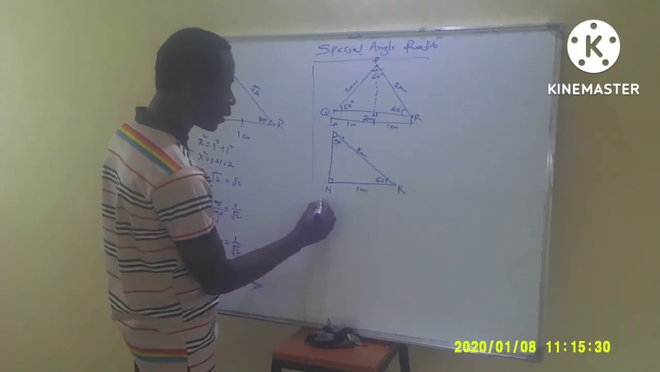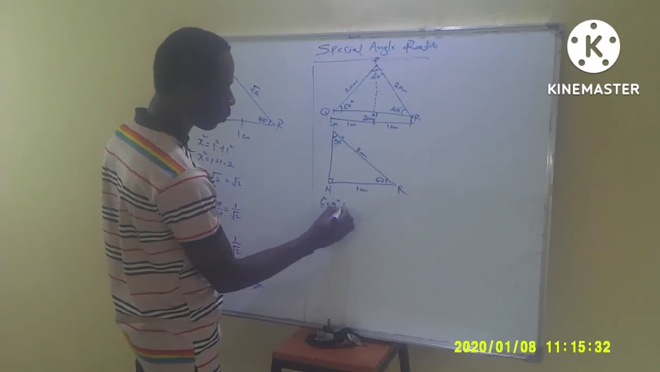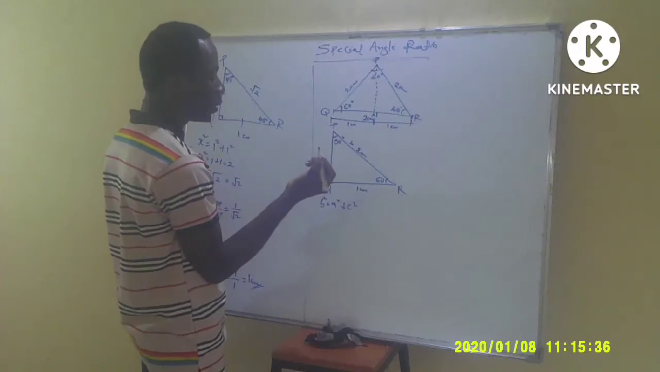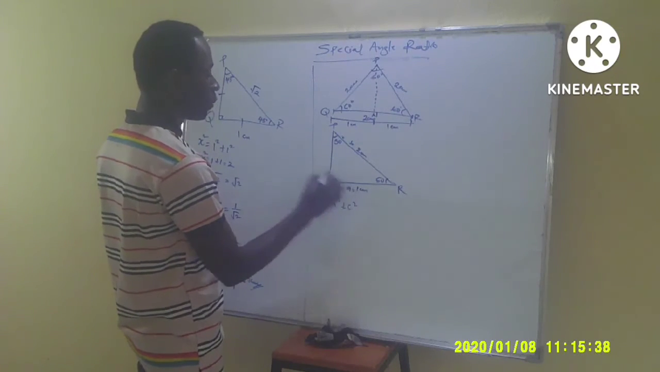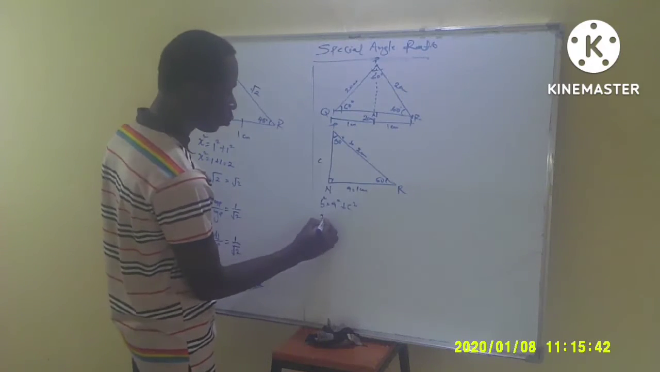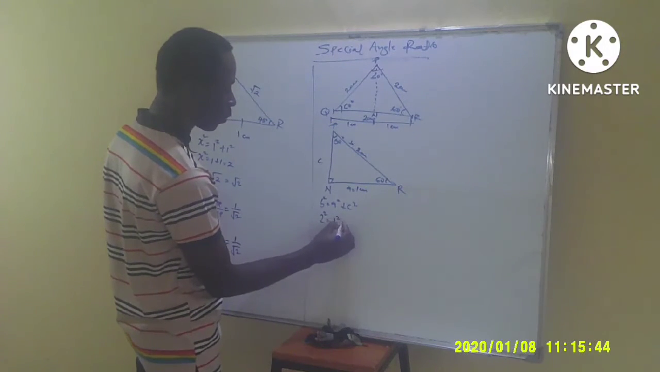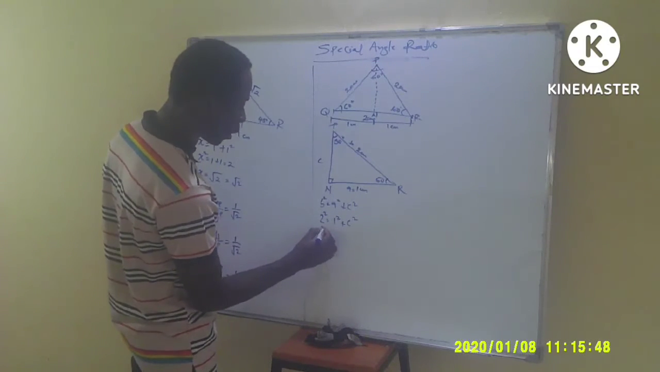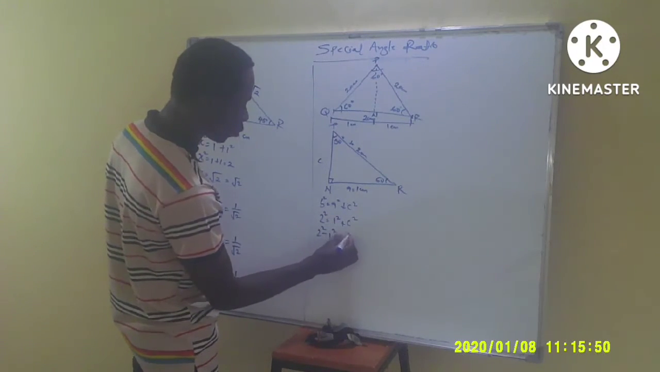Remember, Pythagoras theorem is that b squared is equal to a squared plus c squared. So let's assume this is my b, let me call this my a, and let me call this my c. So at the end of the day, what's my b now? It's going to be 2 squared is equal to 1 squared plus c squared. So if I evaluate it, 2 squared minus 1 squared is equal to c squared.